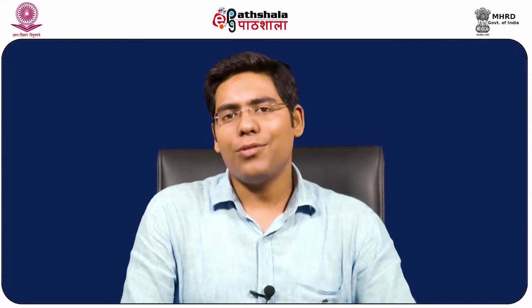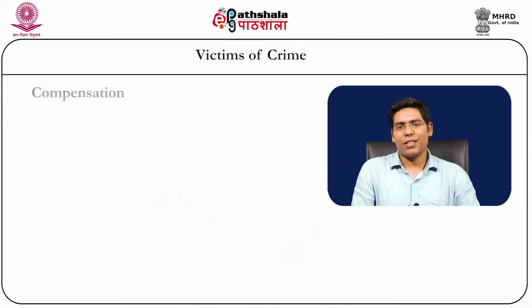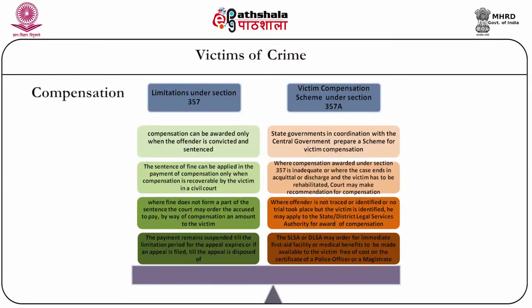Now, let us come to compensation. Compensation is provided under section 357 and 357A, which are repository of compensation to victims of crime in India. Section 357A is a newly inserted provision, whereas section 357 was there before, but there were certain limitations under section 357 which requires discussion here.